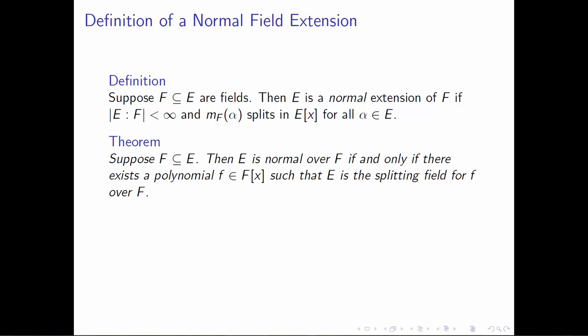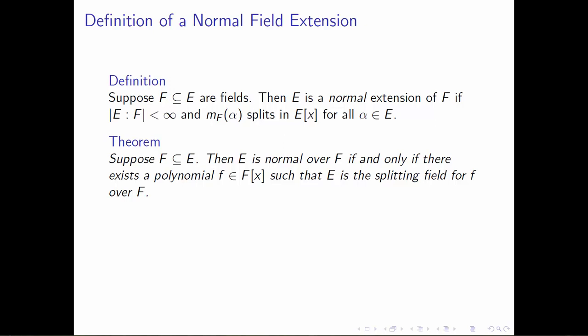Now, that can be difficult to check. If we want to deal with normal extensions, which is something that we'll want to do, to go through and check that we have a polynomial splitting, m sub F of alpha, one time alone can be hard enough, but then to check that that property is true for every single element of the larger field would be a disaster. So luckily for us, we have a theorem that gives us an easier condition to check.